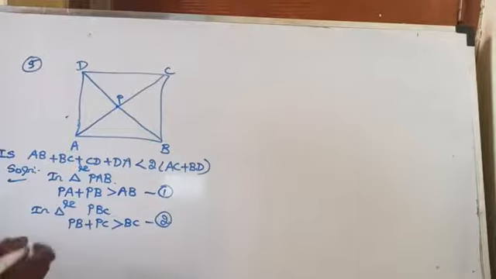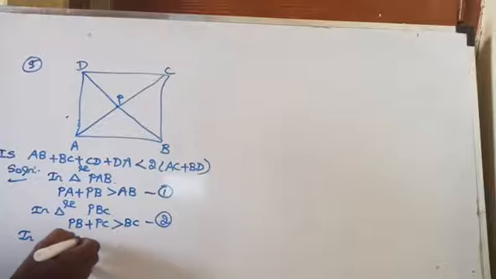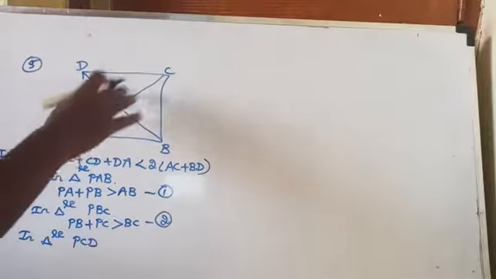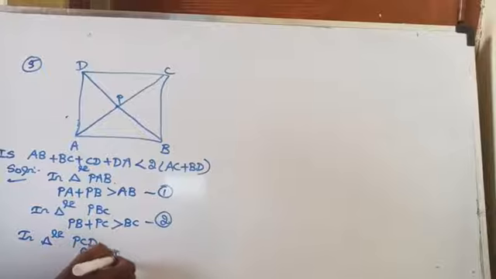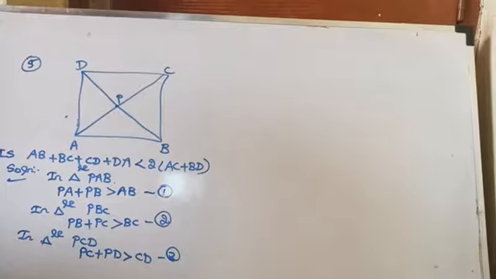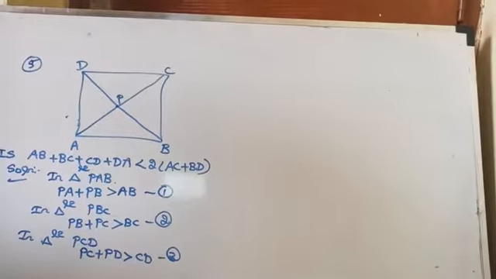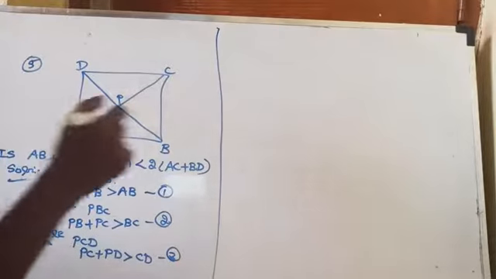Am I right? Now, in triangle PCD, PC plus PD is greater than CD. Let it be equation number 3. Are you getting it? Yes.